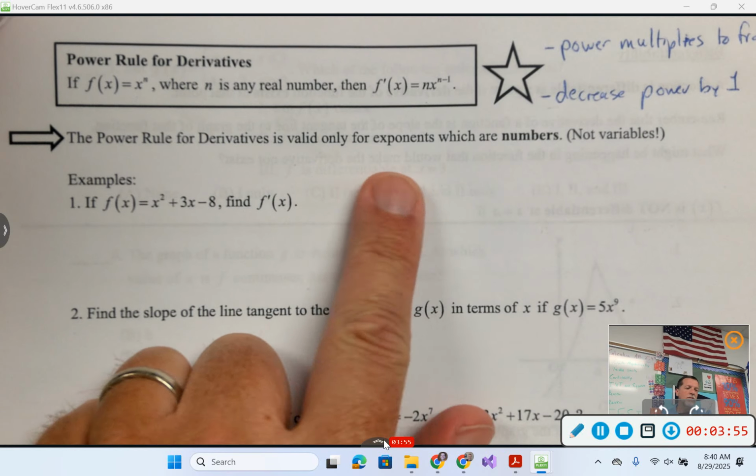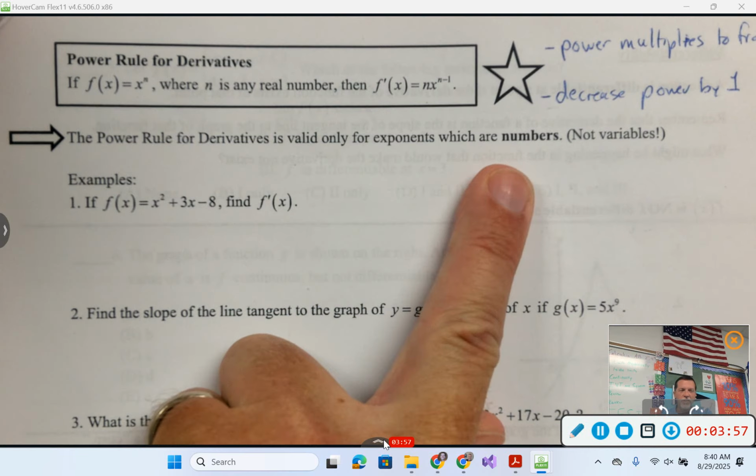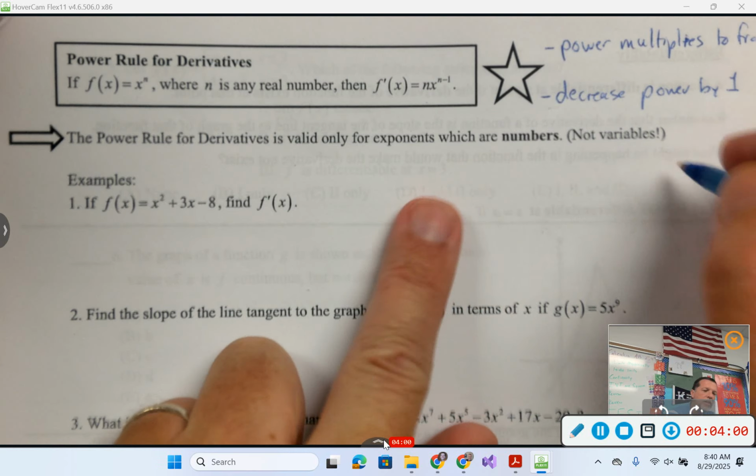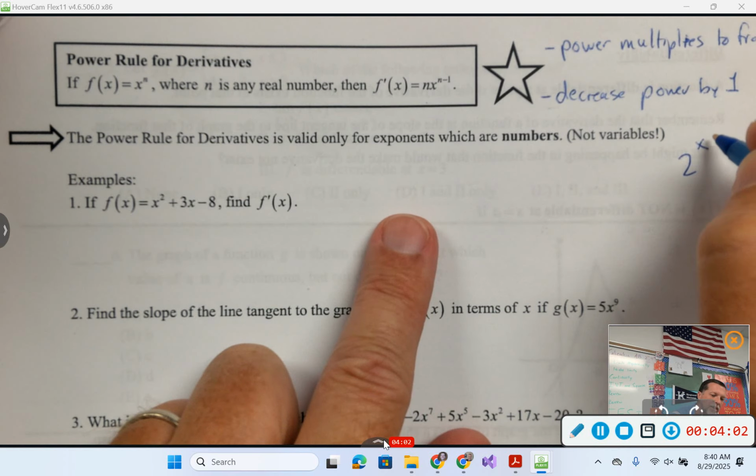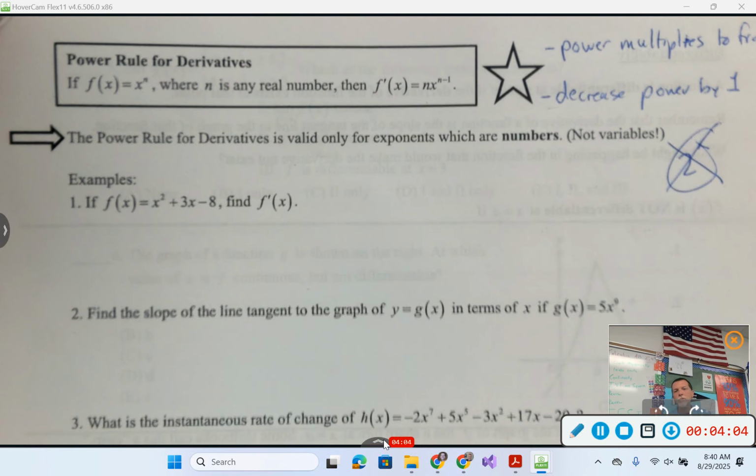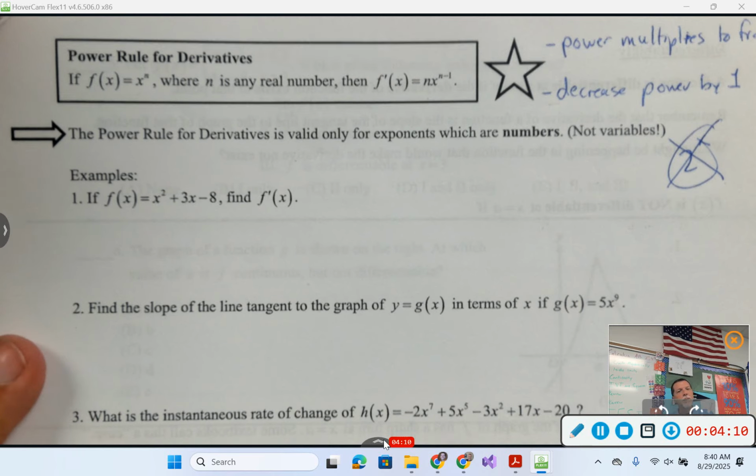Power rule is valid for exponents which are numbers, not variables. So it doesn't work for 2 to the x. The power rule doesn't work for that. There's a derivative for that we'll learn later, but it's not the power rule.